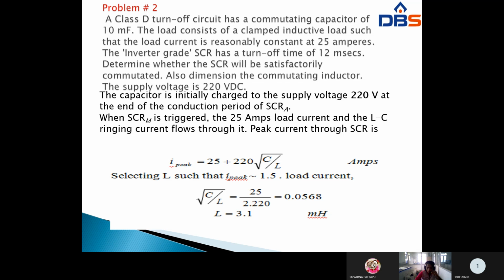Selecting L such that I peak is approximately 1.5 times the load current, root of C by L equals 25 by 220, which simplifies to 0.05678. We already know the capacitor is 10 microfarad, so simplifying, we get an inductance of 3.1 millihenry.